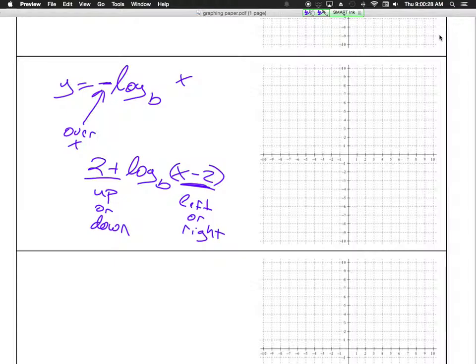Okay, and there's one more we need to talk about. If I put a negative in here, a negative in here flips me over the what? A negative in there flips me over the y. All right, so that's the shifts, so let's do some with some shifts.